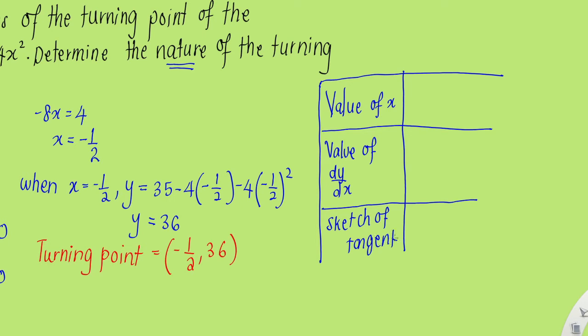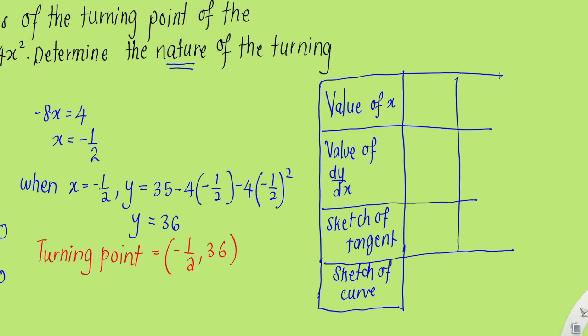Okay, whether the tangent is straight or the tangent is curving. And the last part is the sketch of the curve. Now when you have all this, here we will have 3 columns, this part.